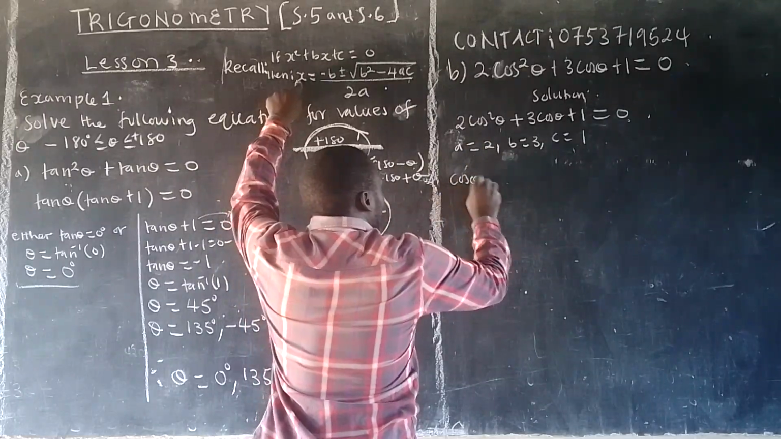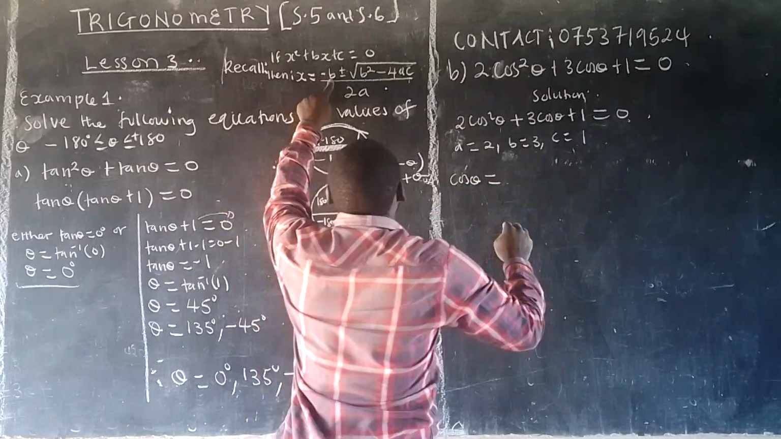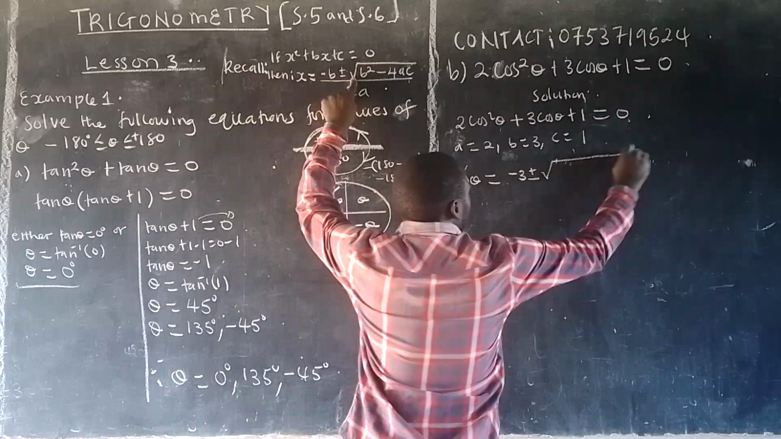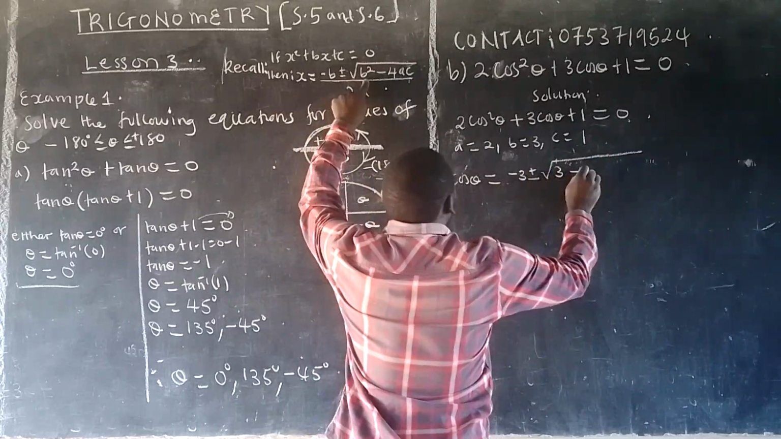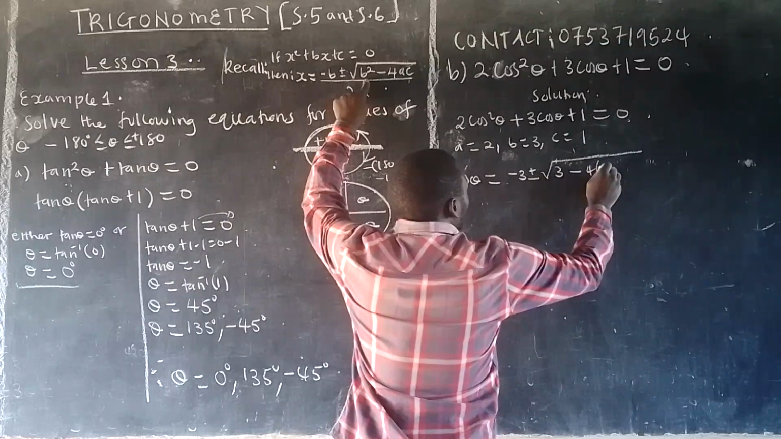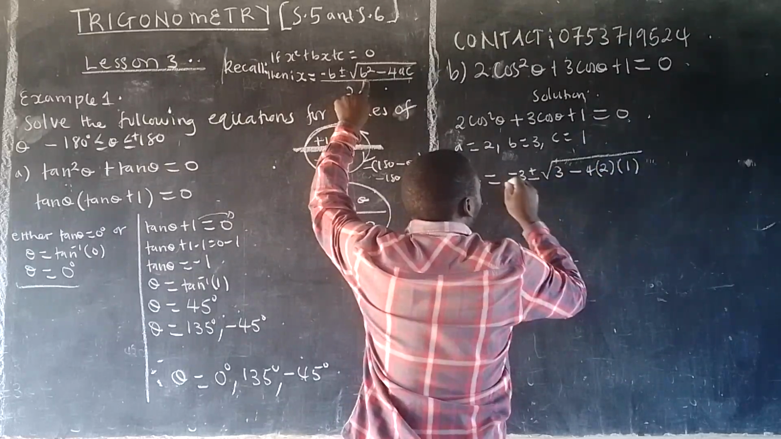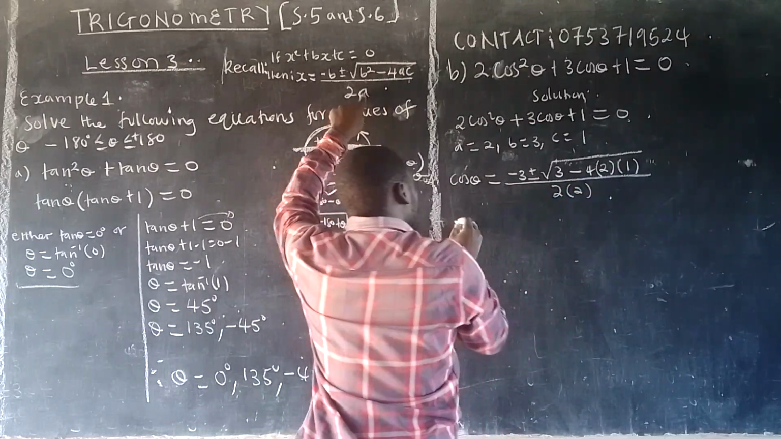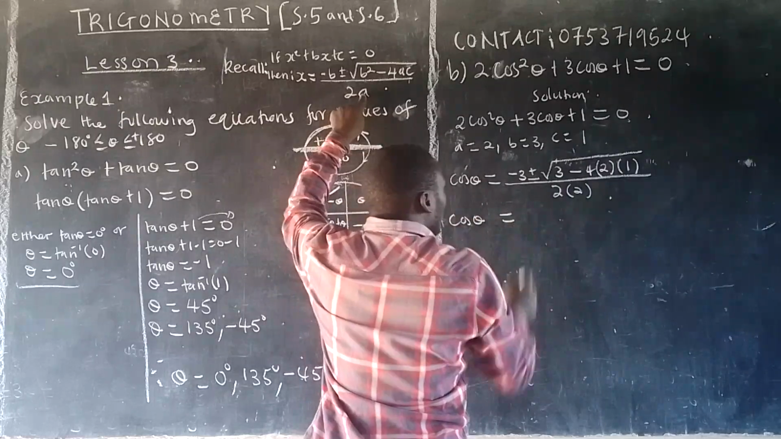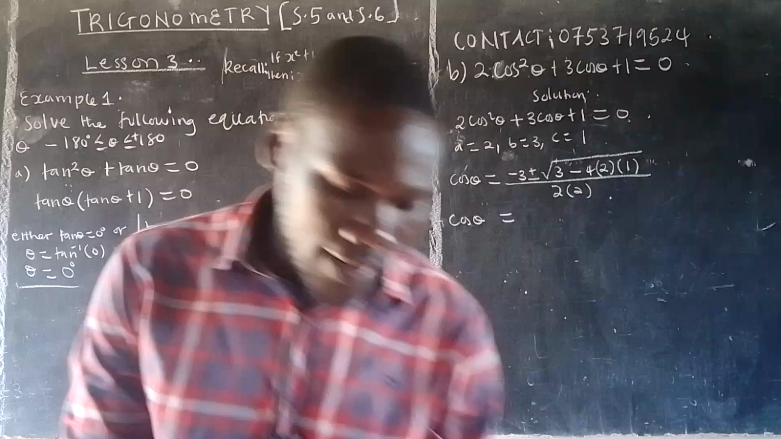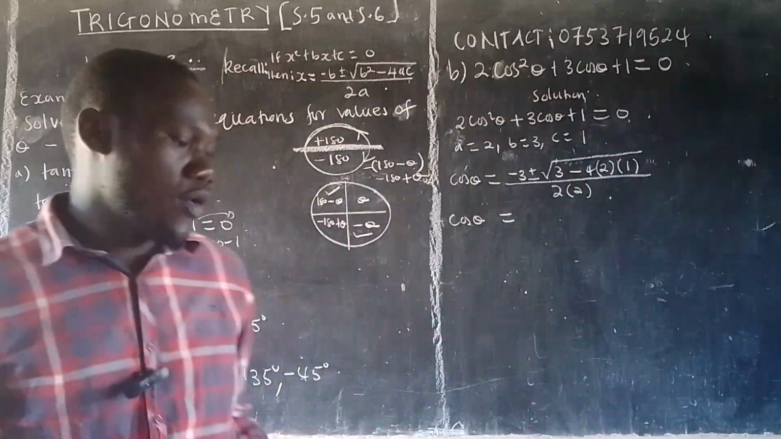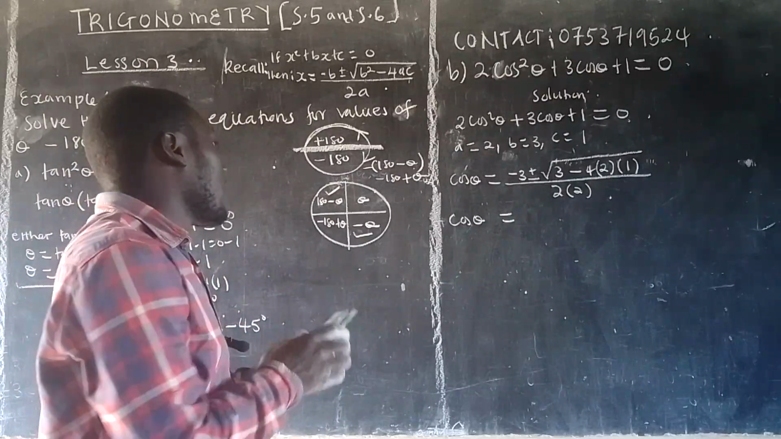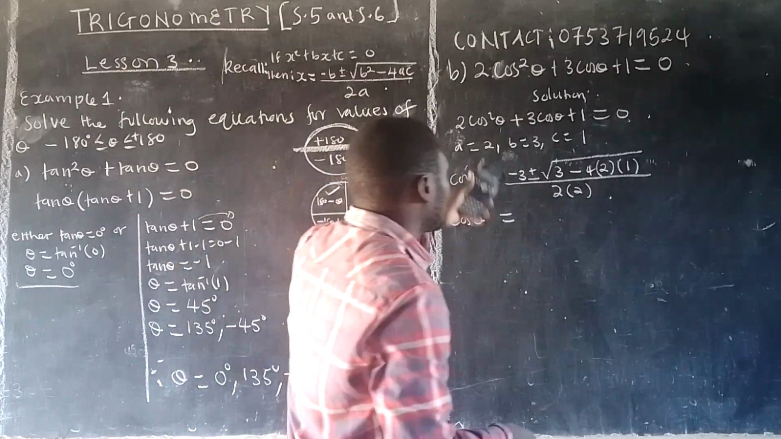So we shall now say cos theta is equal to, put a negative b, so it will be negative 3, plus or minus, introduce a square root, bring back your b, that is 3 squared, minus 4, put in the a is 2, put in the c is 1, over 2 into a, but a is 2, like that. So now cos theta will be equal to, now you go and press that on your calculator. You must be knowing how we press this equation into the calculator.